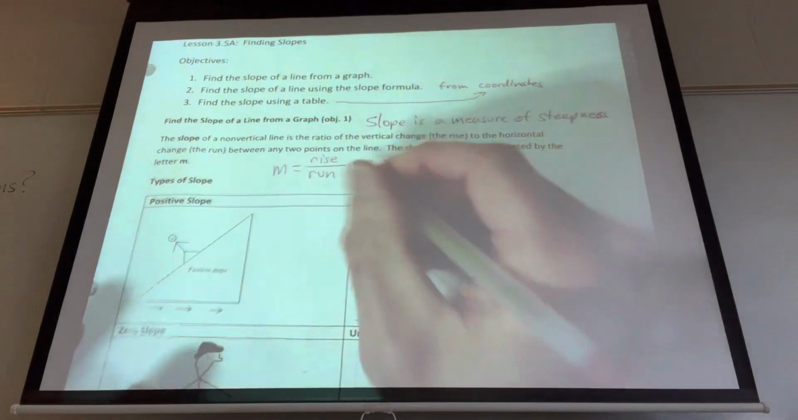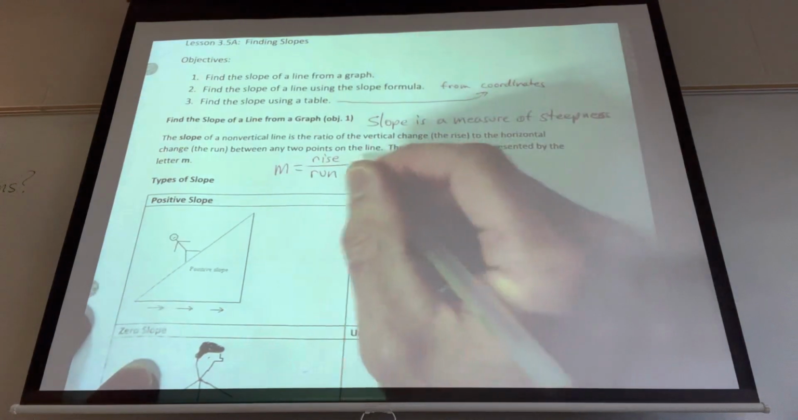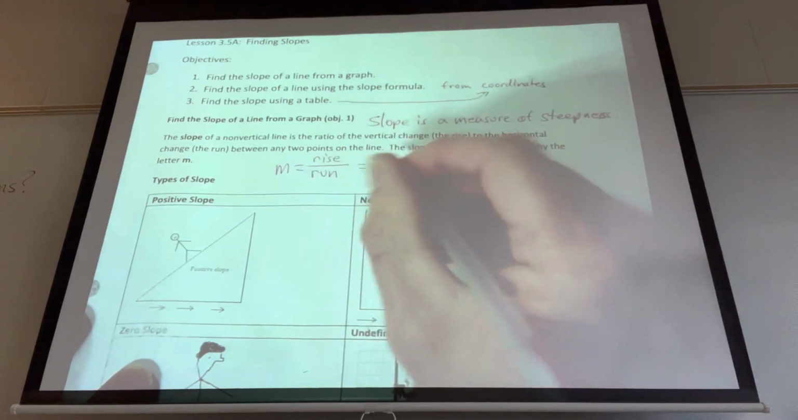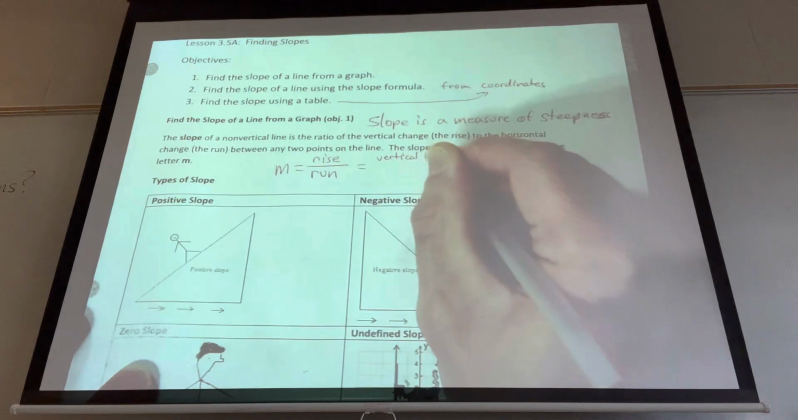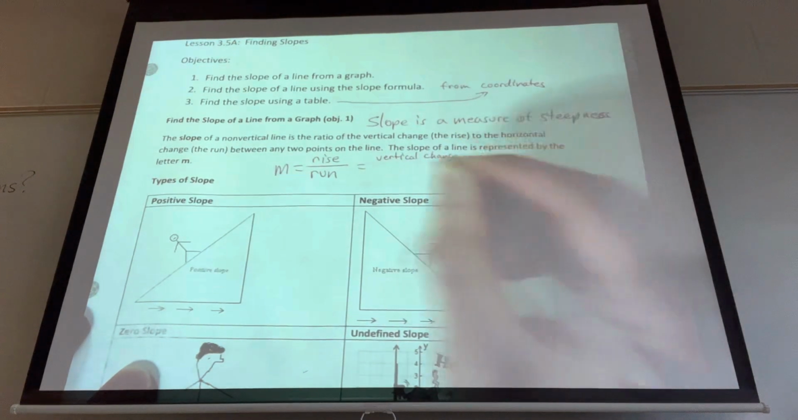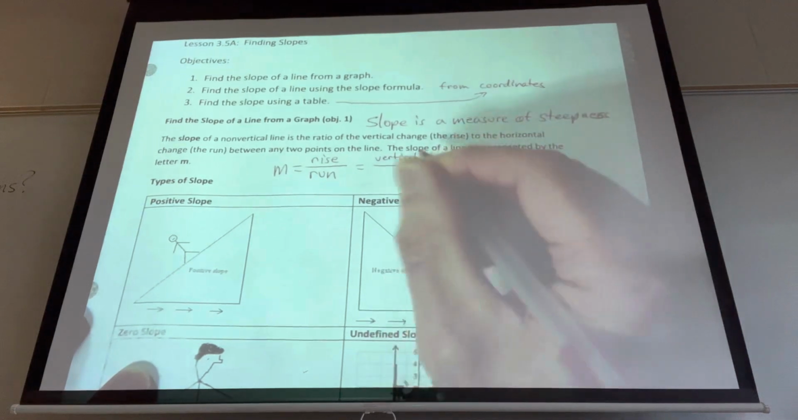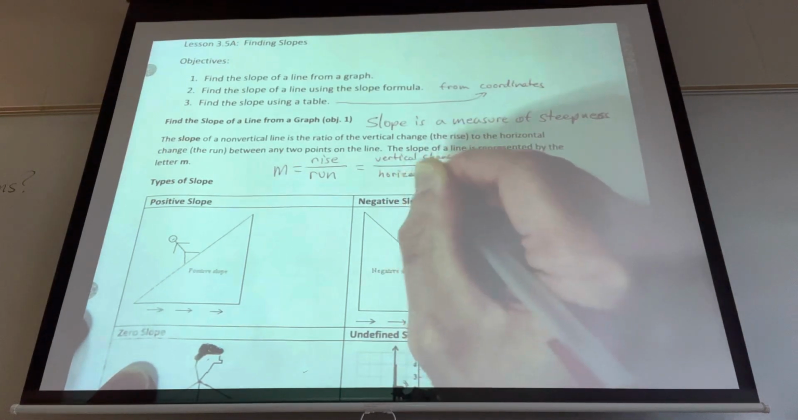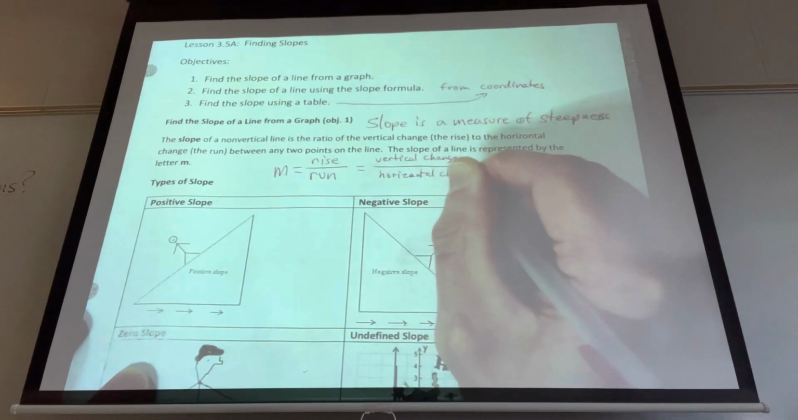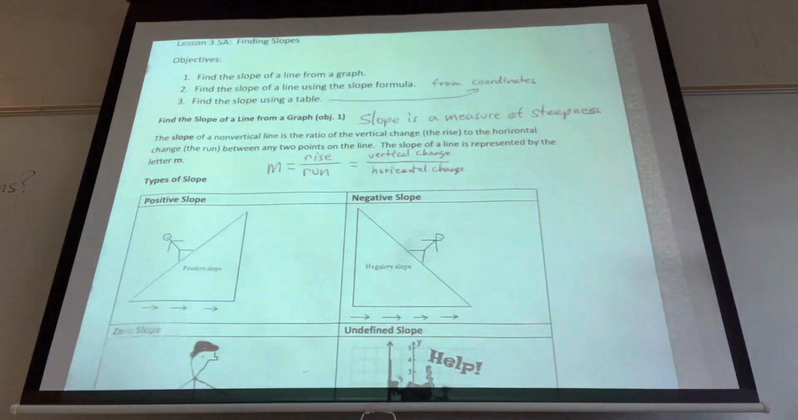Rise over run. And then to go into a little more detail, rise is going to be vertical change, up and down, right? And run is horizontal change. Horizontal change is like left and right. You with me on that?